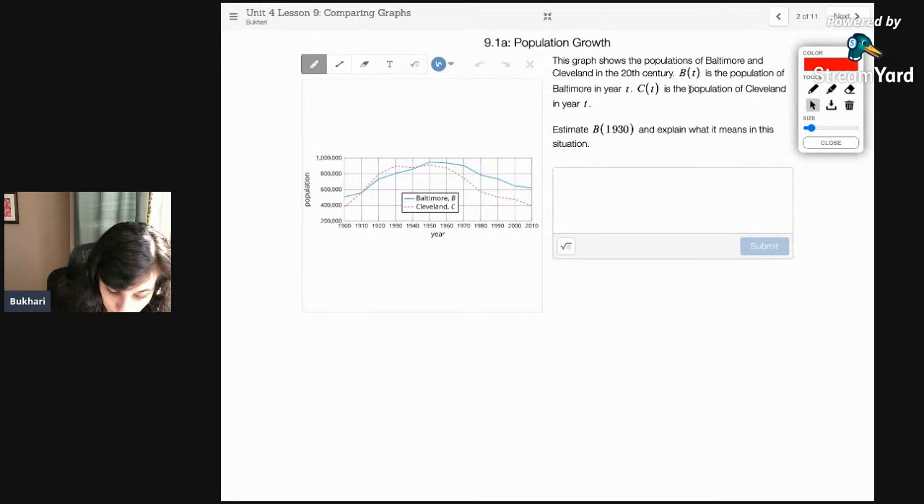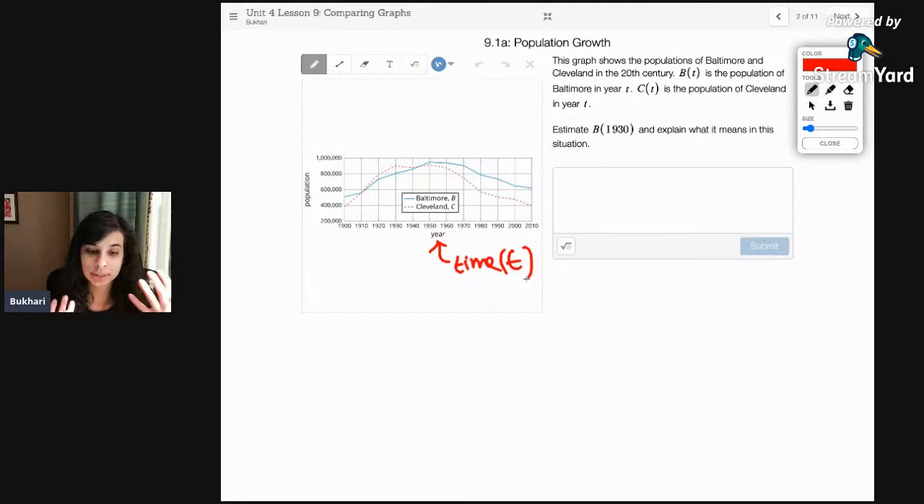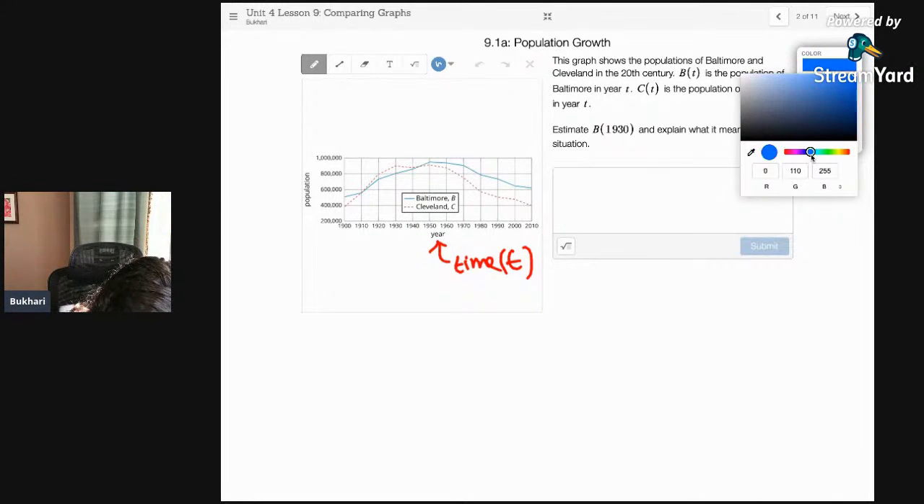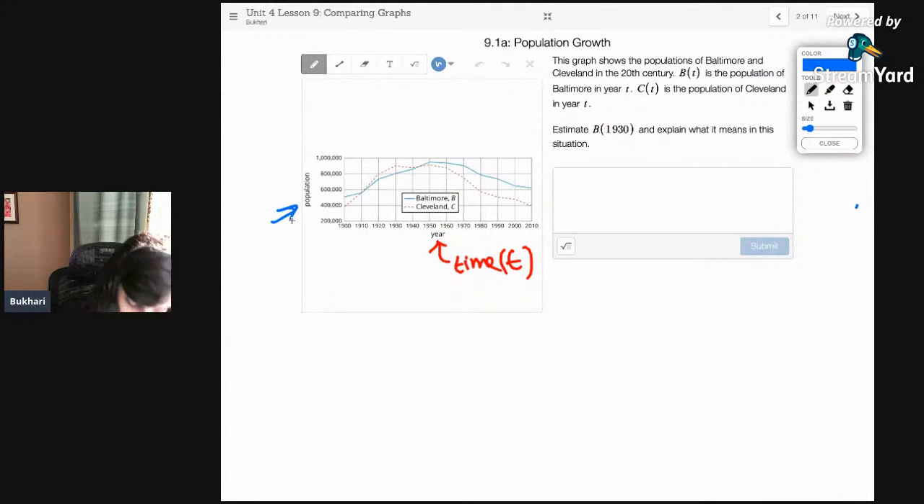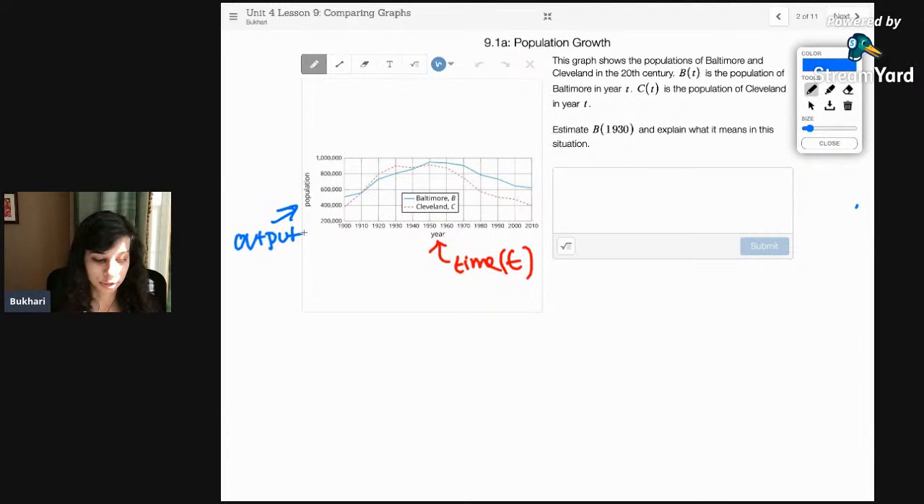Our first responsibility is to take a look at what is my input and what is my output. You can see this by reading the situation, but you could also see it by looking at the graph. I know that my input is time, in this case T, and the T is not minutes and seconds, it is in years. On the other hand, our output is represented by our population, the number of people, in this case the population of Baltimore and the population of Cleveland.